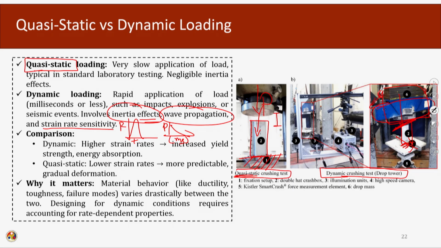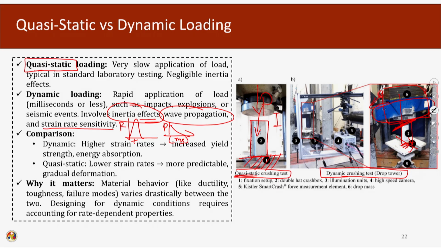So, a comparison between dynamic loading and static loading. In dynamic loading there are higher strain rates. So, it increases the yield strength and energy absorption, as we have seen earlier. In quasi-static loading there are lower strain rates, so the yield strength remains at the static limit. The good thing about quasi-static loading is that it is more predictable and has a gradual deformation.